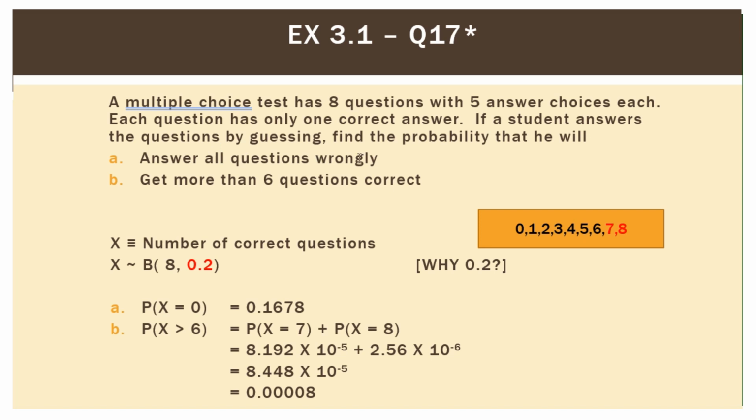Answer all questions wrongly. That means nothing is correct, because your event here is number of correct questions. Nothing is correct. So 0.1678. Get more than 6 questions correct. More than 6 correct, and there are only 8 questions in the exam, that means 7 and 8. So that's why you take probability of X equals 7 plus 8. You can do this one by one like that, or you can just put it into the calculator in one shot. Not a problem.